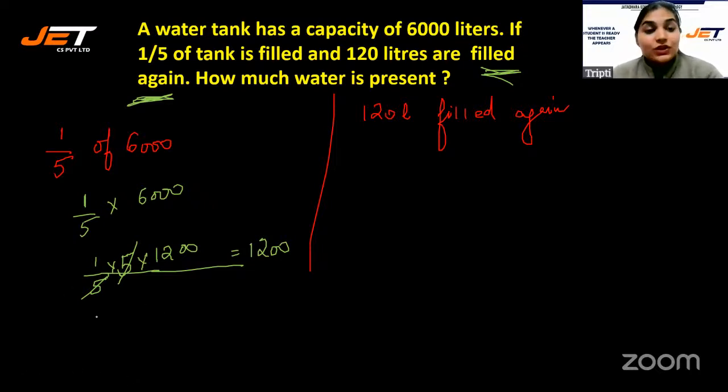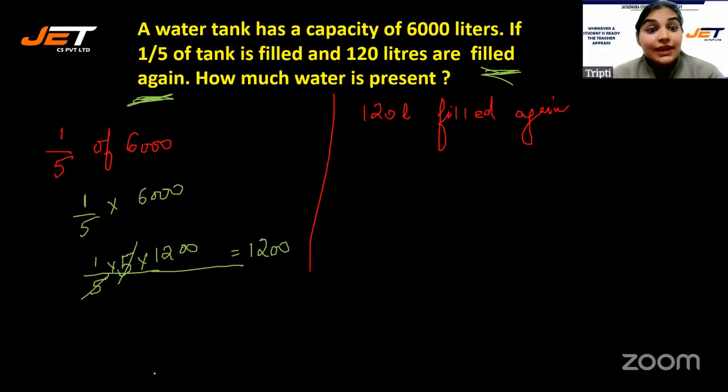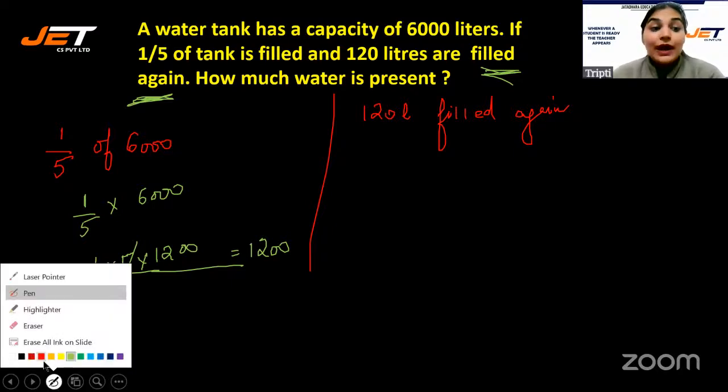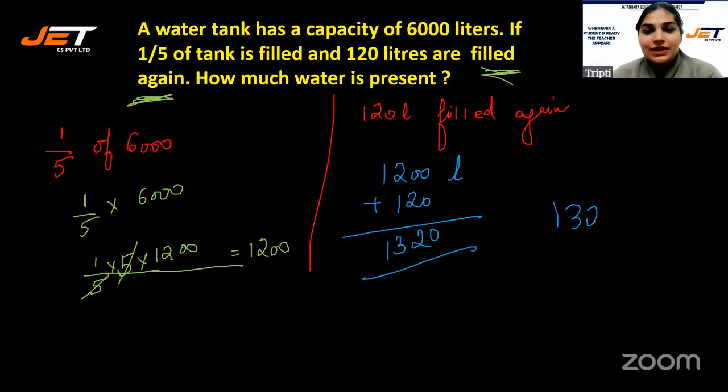So instead of the subtraction we were doing in the last questions because it had been removed, now we are filling it again, so we need to add instead of subtracting. So 1,200 already there, 1,200 liters plus 120 liters. So 0, 2, 2, plus 1 is 3, and 1. That means 1,320, 1,320 liters is the answer. If it asks how much water is present, 1,320 liters of water is present.